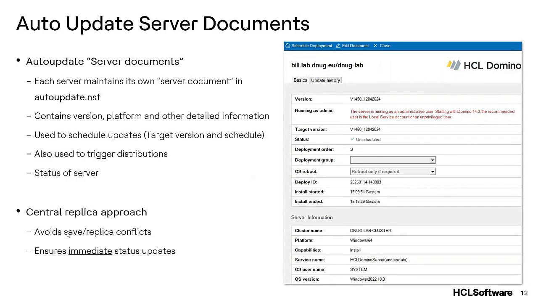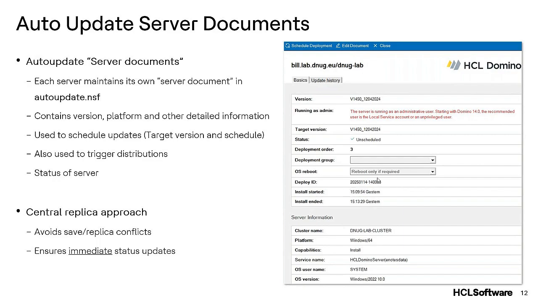One reason is it contains additional information that is specific to this application, and we want to have all the information in one place. You have the cluster name, the platform, the capabilities, the OS version, everything is in here. On top of this, this document is also used to schedule and trigger updates. That means it has a status and it has a target version. And when you schedule the update, this document is updated. And this is the main document that contains all the scheduling information.